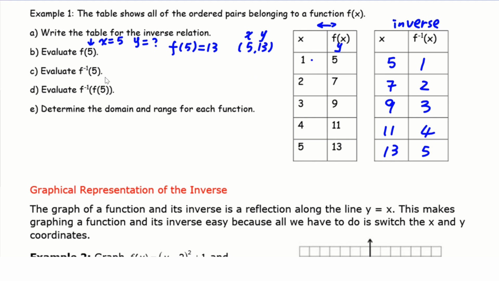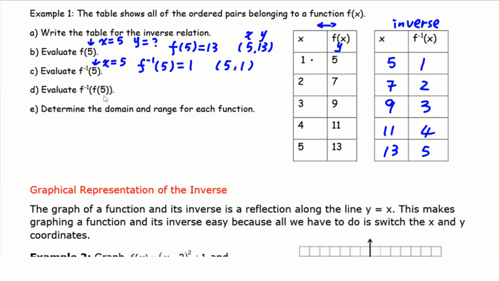Now we look at the input 5 for the inverse function. So this is the inverse function, input is 5, output is 1. So inverse of function f at 5 equals 1. And for the inverse function, this point is 5, 1.